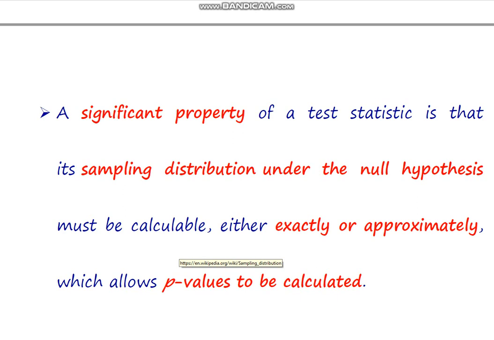An important property of a test statistic is that its sampling distribution under the null hypothesis must be calculable, either exactly or approximately, and this allows the p-value to be calculated.